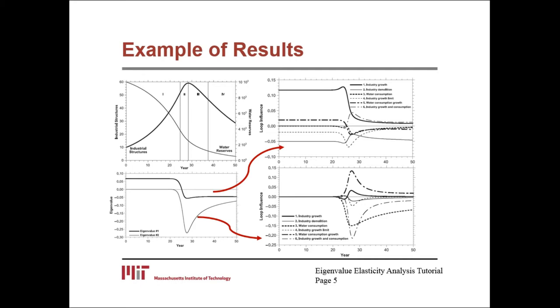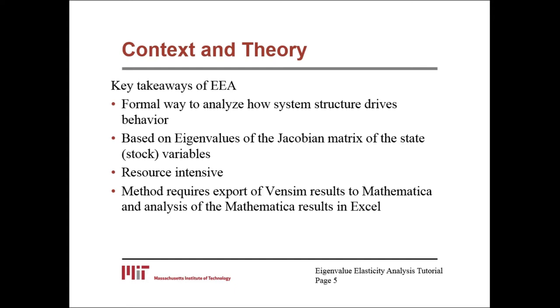It is important to note also that we will review in this tutorial an example in detail, and how we can understand and analyze these results from a particular system dynamics model. So the key takeaways of this analysis is that this is a formal way to analyze how system structure drives the behavior. It is based on eigenvalues of the Jacobian matrix of the state variables. It is really resource intensive because we need to calculate eigenvalues for each time step. And the method requires export of Vensim results to Mathematica and also analyzing the mathematical results in a different software, in this case in Excel. So in the next sections, we'll be reviewing how this particular method can be implemented.